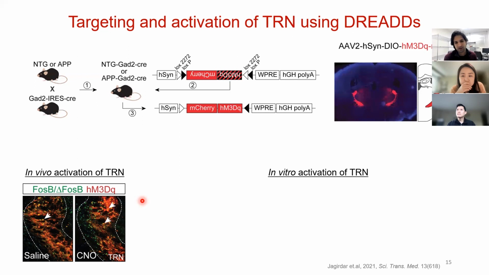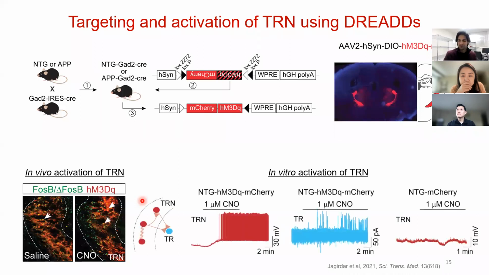On the next part, we wanted to see if we can see the same effect in slice physiology. So we performed slice physiology with our collaborators from across the street at UT Health, where Fred recorded from NTG mice that have been injected with HM3Dq mCherry virus in TRN, as well as in thalamic relay. In TRN, after application of CNO, he could see action potentials within a few minutes in slices.